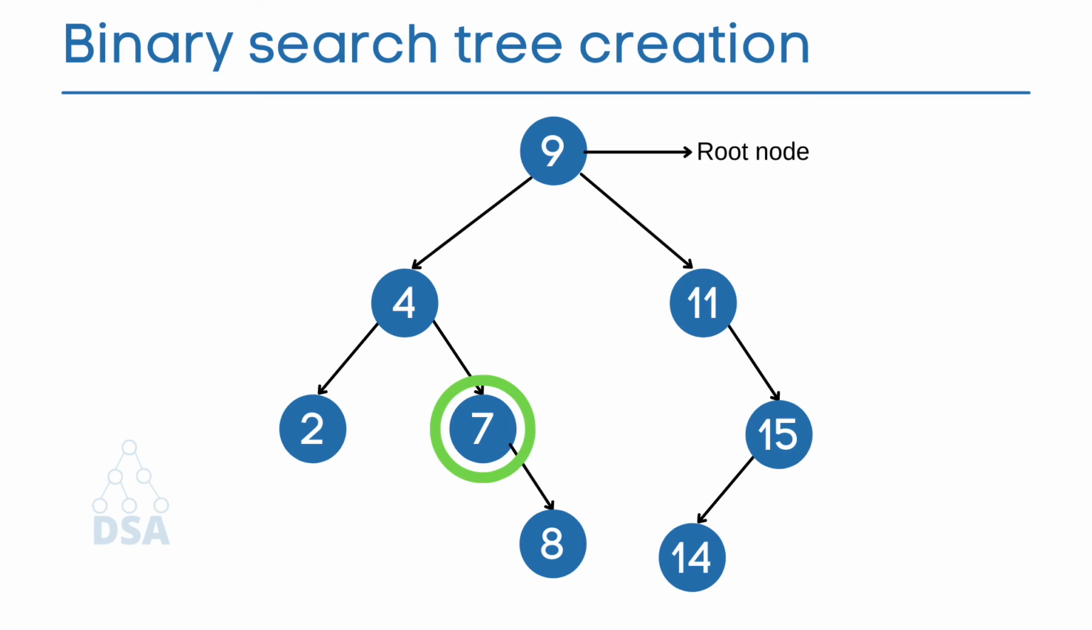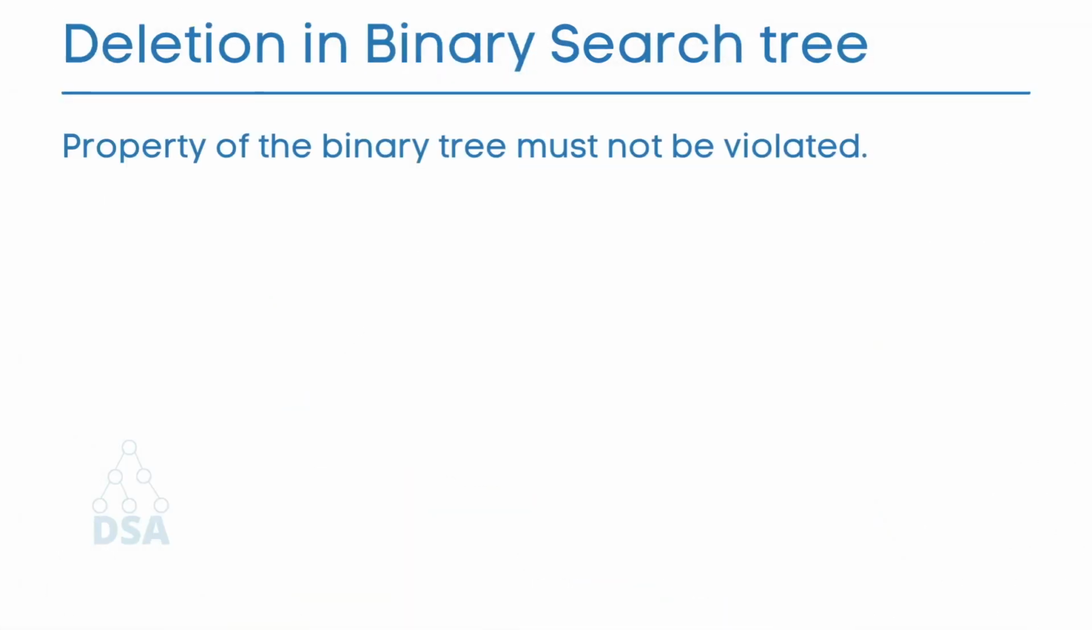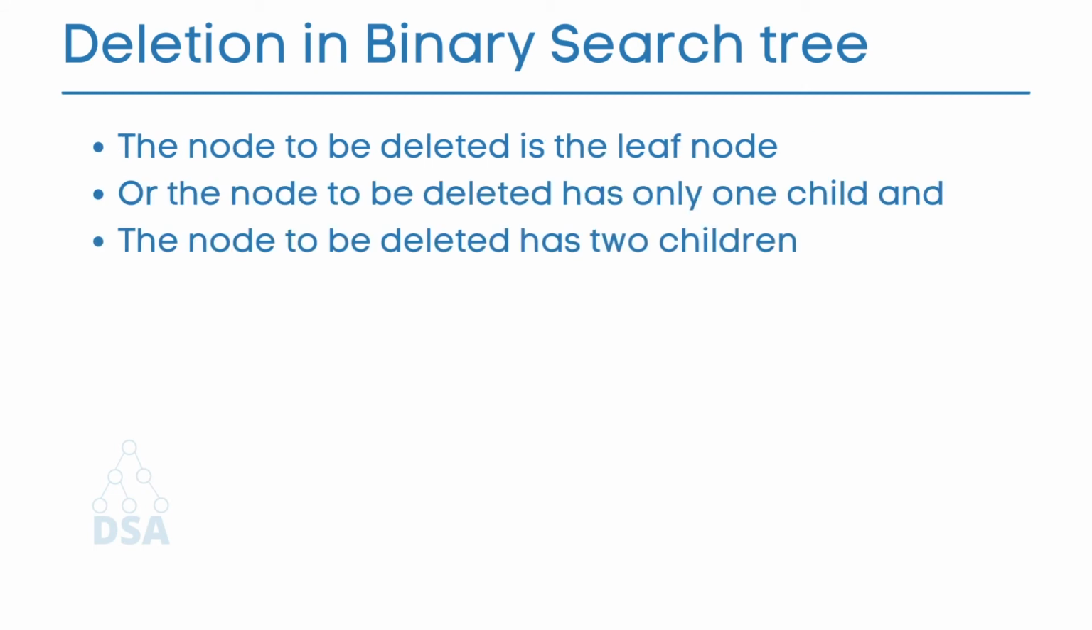Now let's understand how deletion is performed on the binary search tree. While deleting an element from the binary search tree, we must keep in mind that the property of the binary search tree must not be violated. There can be three possible situations while deleting a node from the binary search tree. The node to be deleted is a leaf node, or the node to be deleted has only one child, or the node to be deleted has two children. We will understand these situations one by one.